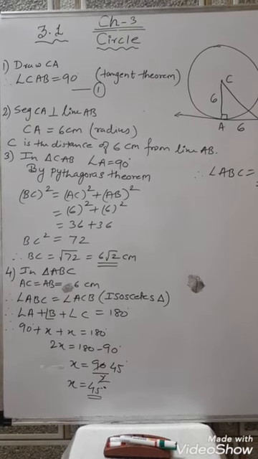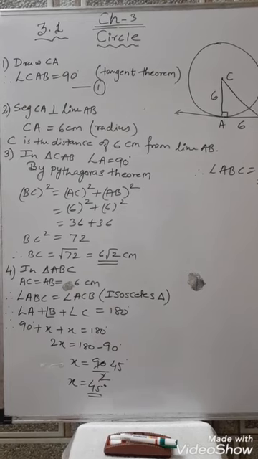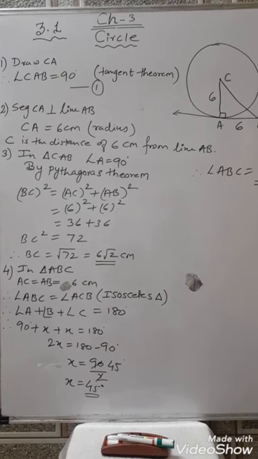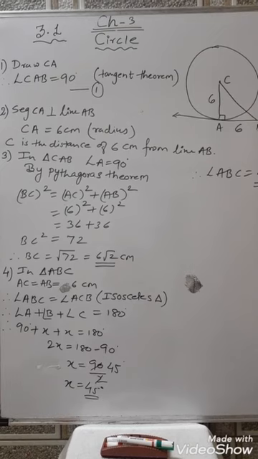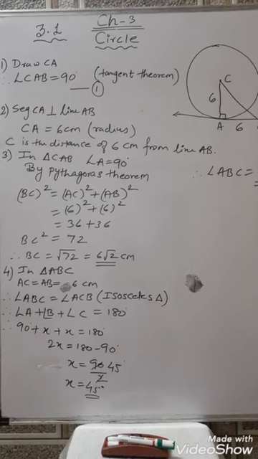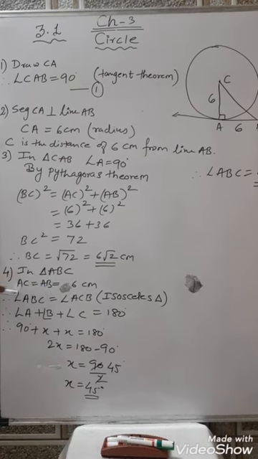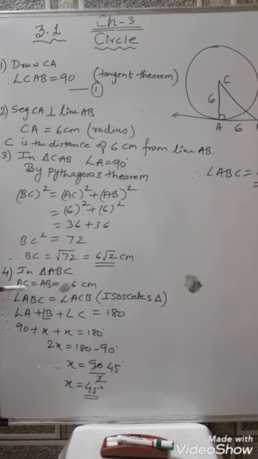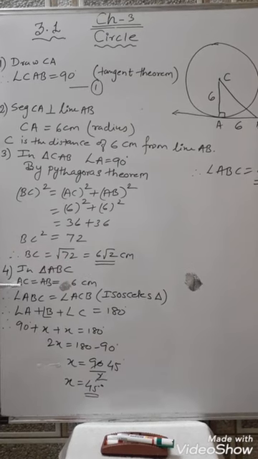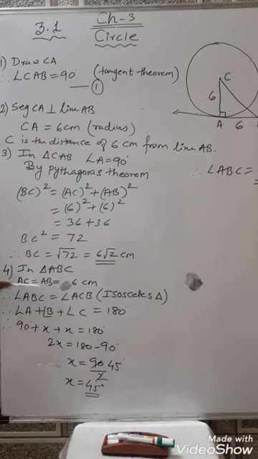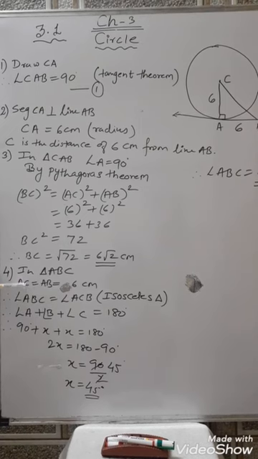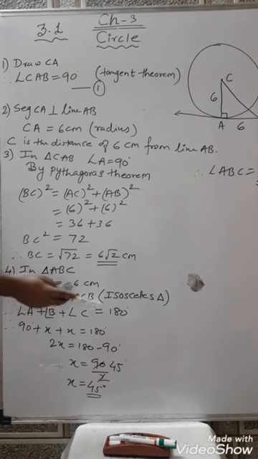In triangle ABC, AC and AB are equal to 6 centimeters. So angle ABC is equal to angle ACB, it forms an isosceles triangle. These angles are equal because the sides are equal. As we know the property of an isosceles triangle, if the sides are congruent, their opposite angles are also equal. So AC's opposite is angle ABC and AB's opposite is angle ACB.